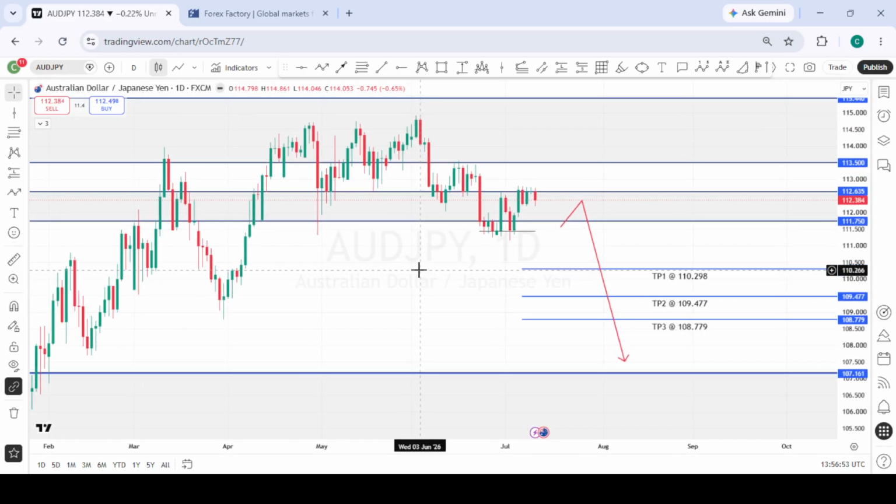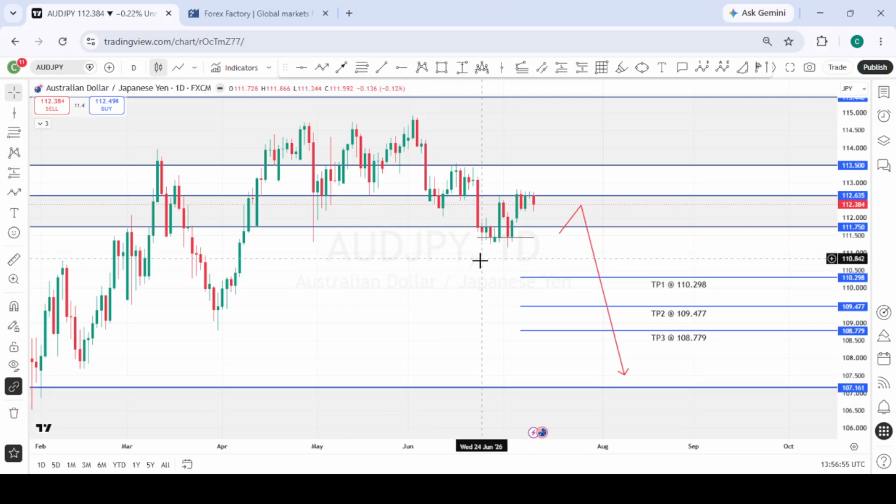This is AUDJPY. For AUDJPY, we also anticipated a pullback into this area of interest to get selling opportunities to the downside. Price has pulled back and it is playing around a bit. So going into next week, what we'll be looking out for is if we get a double top formation, which seems to be forming already.